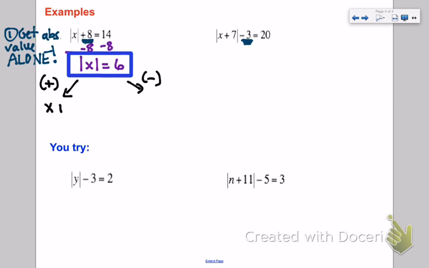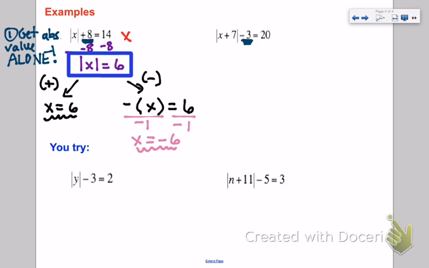Positive, just drop the bars. So there's one solution. And my negative case is I put inside the bars in parentheses, put a negative on the outside. So then I divide by that negative. And I get x equals -6 as my second solution. So when I write my answer, I'm going to put them together. I have x equals -6 and 6. Let's move on to the other side.